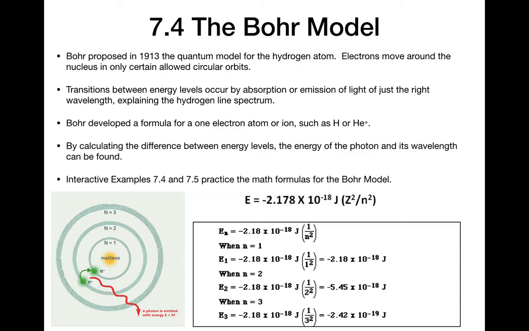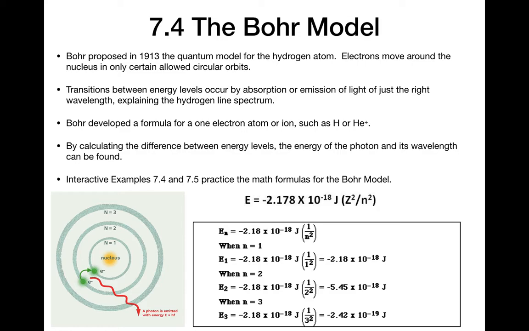So this formula, E equals negative 2.178 times 10 to the minus 18 joules times Z squared over n squared. The Z stands for the nuclear charge, which for hydrogen would be 1. But this equation could be used on anything with just one electron. So in a helium plus 1 ion, Z would be 2. Or a lithium plus 2 ion, Z would be 3. It will not work for atoms or ions that have more than 2 particles. They have to just have a nucleus and 1 electron.